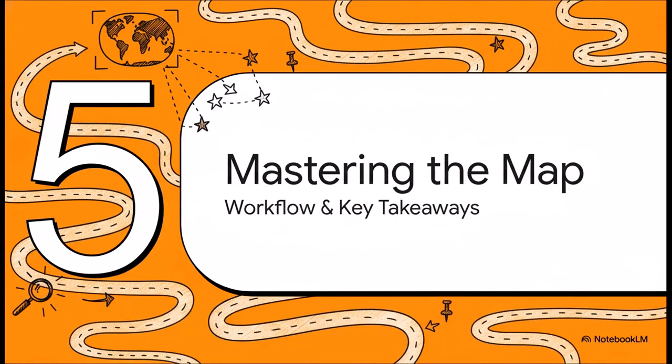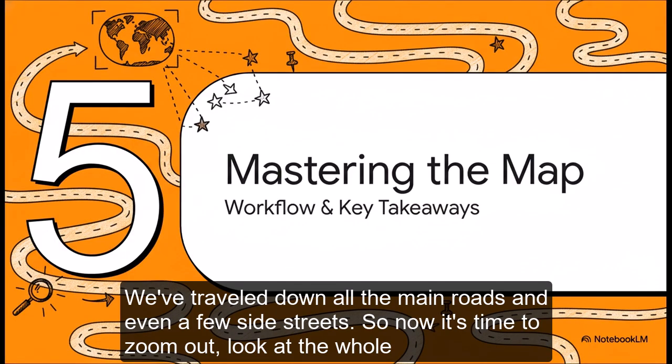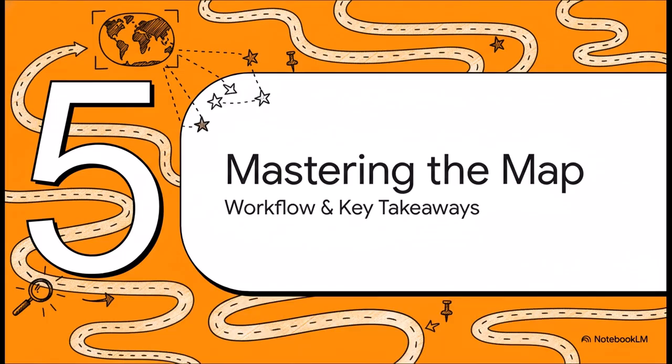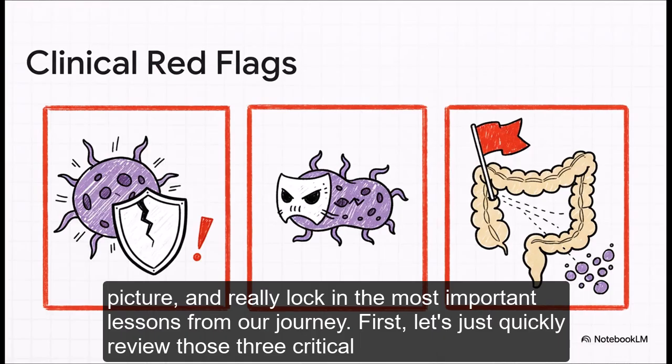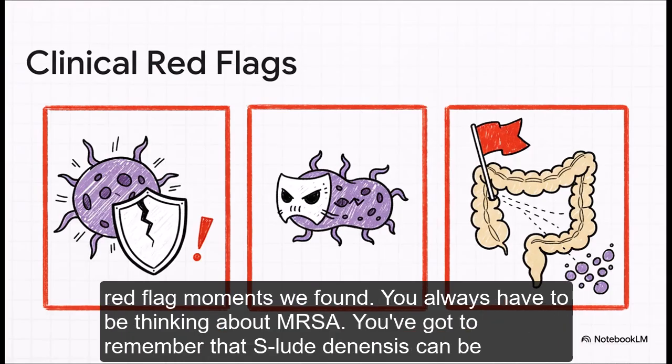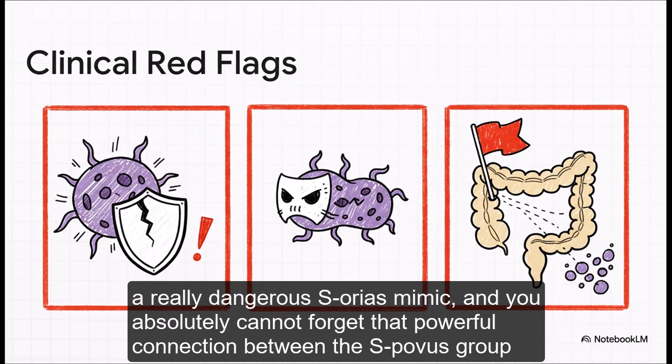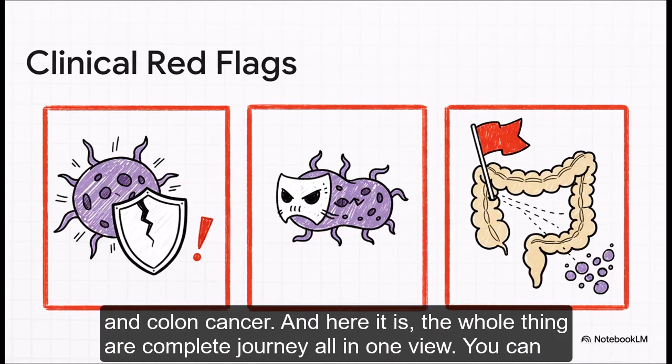Wow. Okay. We've traveled down all the main roads and even a few side streets. So now it's time to zoom out, look at the whole picture, and really lock in the most important lessons from our journey. First, let's just quickly review those 3 critical red flag moments we found. You always have to be thinking about MRSA. You gotta remember that S. lugdunensis can be a really dangerous S. aureus mimic. And you absolutely cannot forget that powerful connection between the S. bovis group and colon cancer.